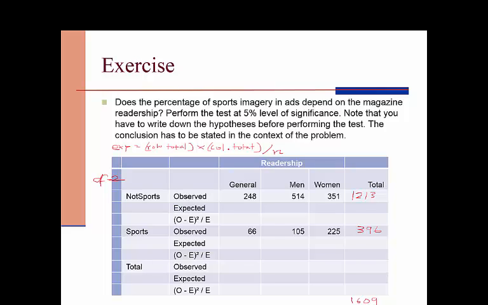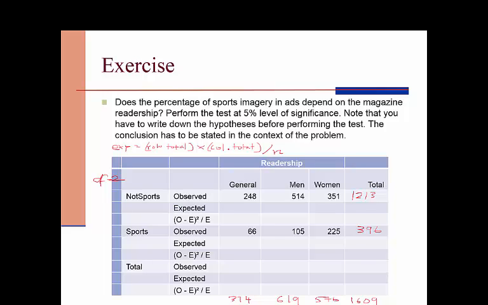So 248 plus 66 gives us the total for general readership, and that would be 314. And the total across men's is 514 plus 105, 619. Okay, and 351 plus 225 is 576. And if you add those up, you'll see that we get the same value for the total.